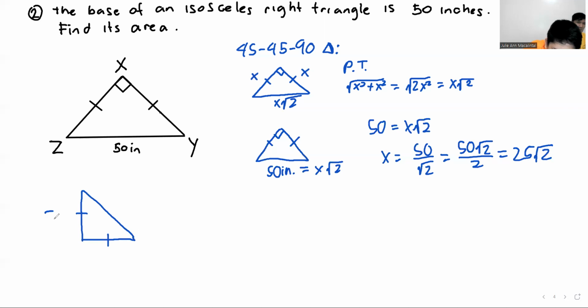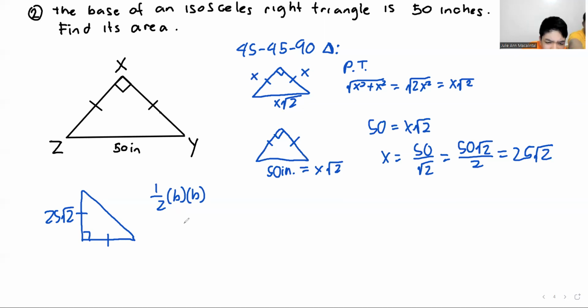We now know this to be 25 square root of 2. The area of any triangle is one half base times height. So what did you do with the triangle there? I just rotated it so it would be easier to see the base and the height.